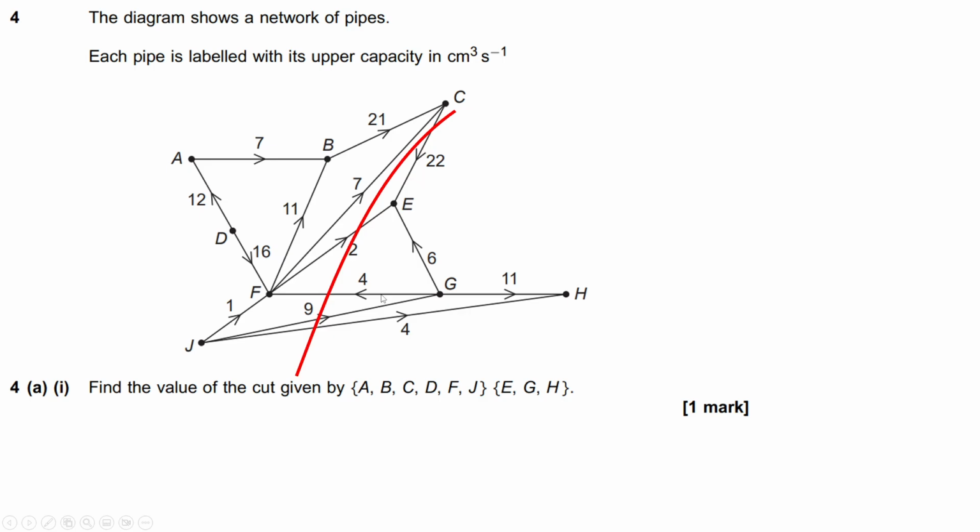This, we've got a 4 from sink to source, but we don't include that because we only go from source to sink. So we've only got 9 plus 4 so far. Source to sink 2, source to sink 22, right? So it's 4, 9, 2, 22. You add them up to get 37.